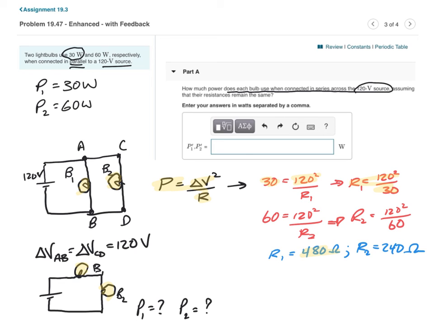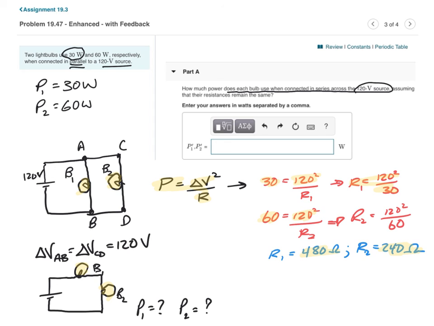Conversely, with bulb 2, it's consuming 60 watts of power with the same 120 volt potential difference across it, which means it's going to have more current going through it to consume more power, so the resistance must be smaller, and in fact it is. The resistance is half of what the first bulb was, 240 ohms.